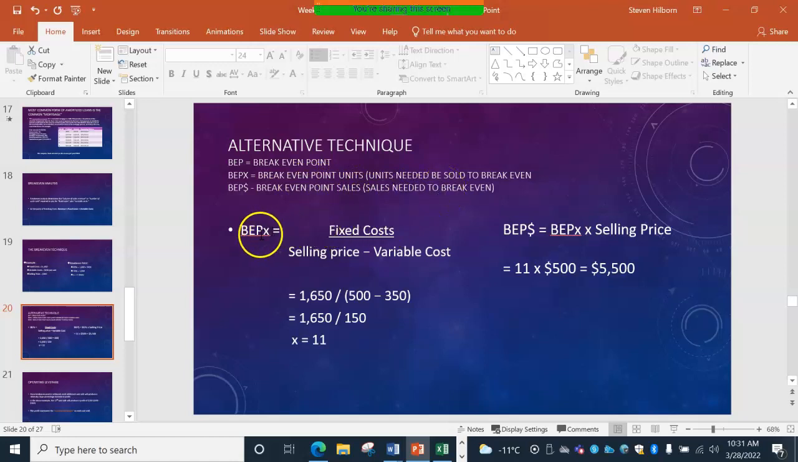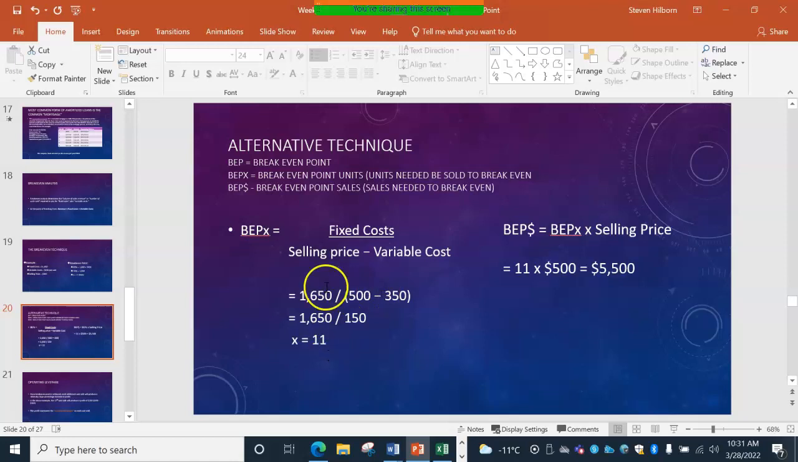So for BEP X, we're going with units: it's fixed cost over selling price minus variable cost. This might be an easier way for you to look at it, because sometimes when you throw X's in there and move them from side to side of equal signs, people forget that kind of math. It's like grade 6 and 7 math, but that was a long time ago, especially for me, but for you as well. That's stuff you learn and don't use every day.